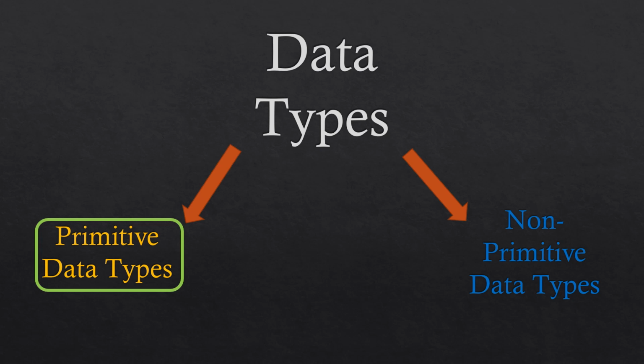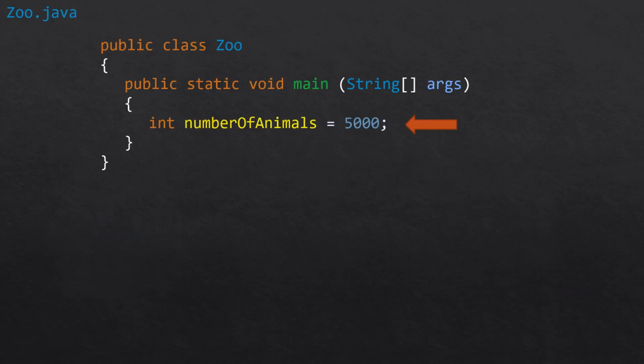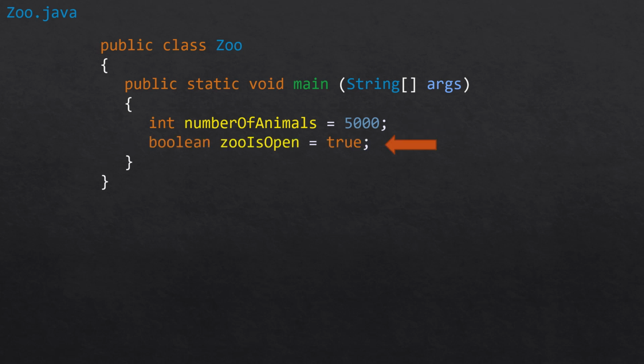For example, you can use integer data types if you want to store integral values like age or quantity of something. In Boolean, you can only store two possible values, which are true or false. In this example, we say the zoo is open, which can be true or false.